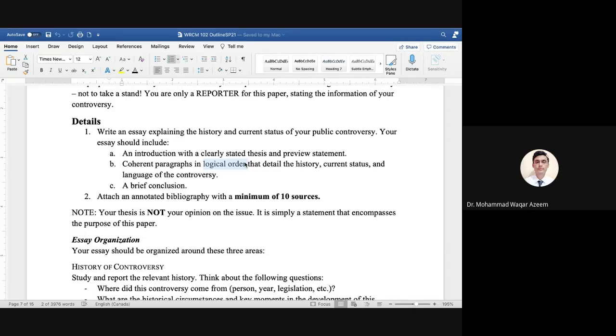For example, if you are writing your paper about the 18th Amendment and you are describing the history of the controversy related to the 18th Amendment, then for this example, you are writing two paragraphs about it, okay?